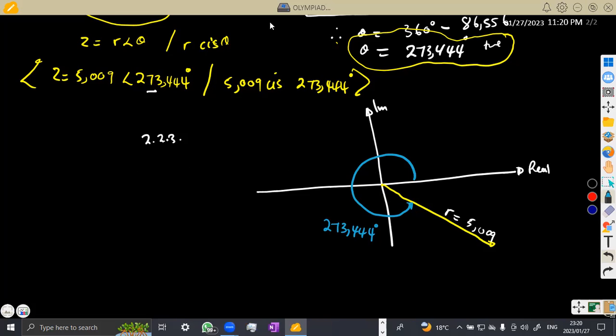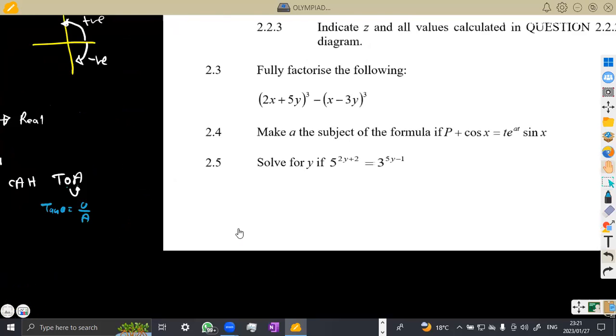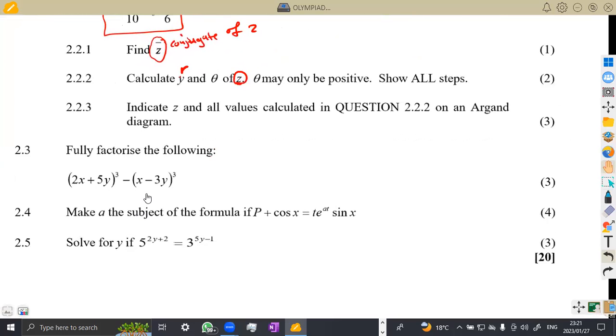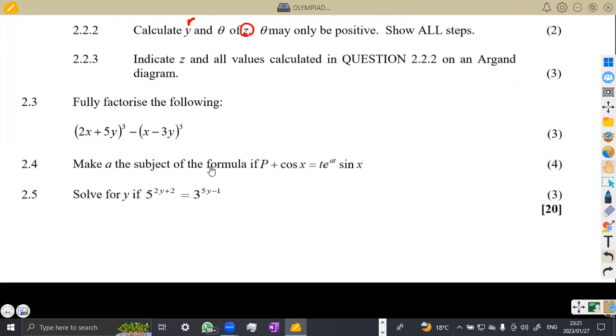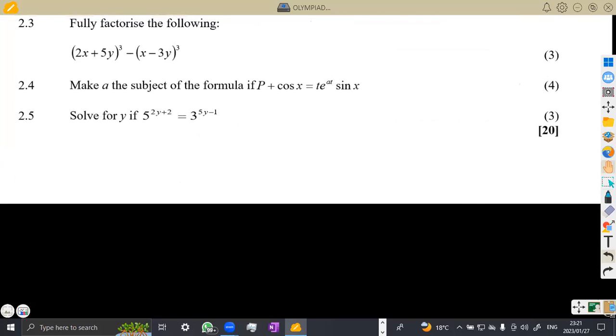Okay, so let's check the other part of the question now. Okay, this is up here, on 2.3. This was actually 3 marks. 2.3, fully factorize the following. So there we are asked to factorize the following expression. That is question 2.3. We are given (2x plus 5y) to the exponent of 3 minus (x minus 3y) to the exponent of 3.